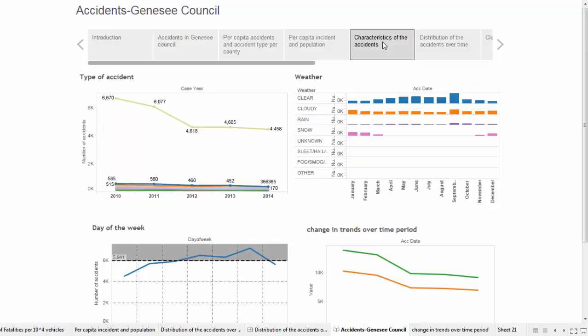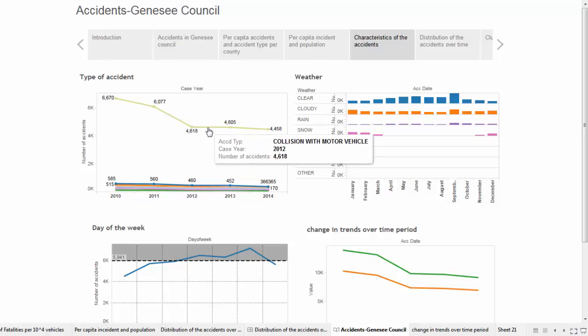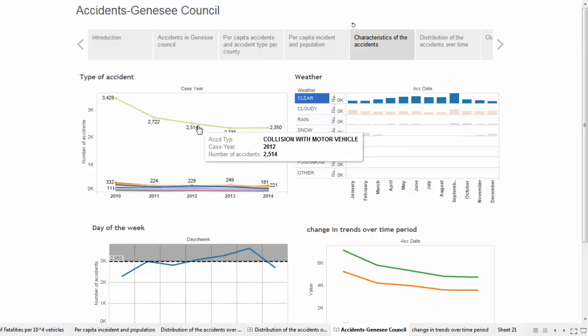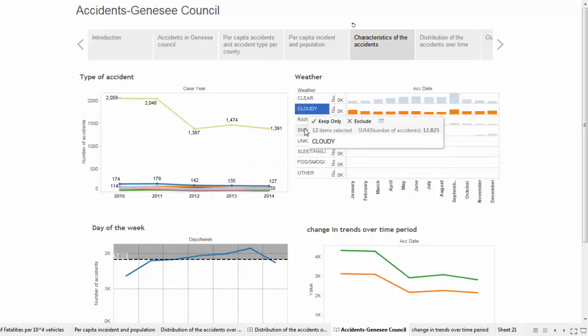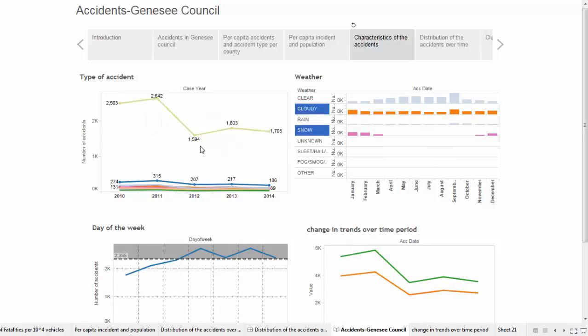Here are some of the characteristics that we have observed during our analysis. Here we can see a significant drop from 2011 to 2012 for motor vehicle type of accidents. If we select clear weather, then we don't see much difference. We don't see a significant drop from 2011 to 2012. But if we select cloudy and snow, then we can see a sharp drop from 2011 to 2012. We also found out that the weather condition in 2011 was bad. It snowed very heavily, which might have contributed to more motor vehicle type of accidents in 2011.